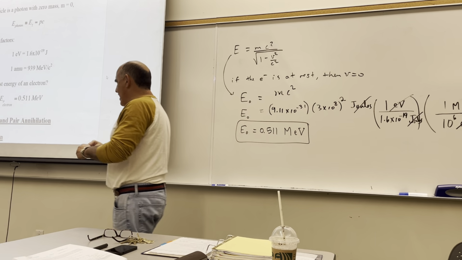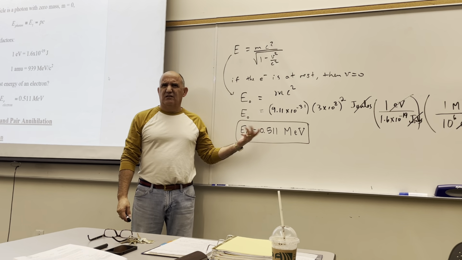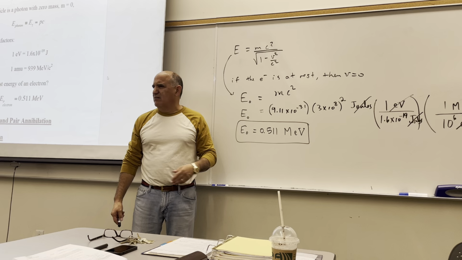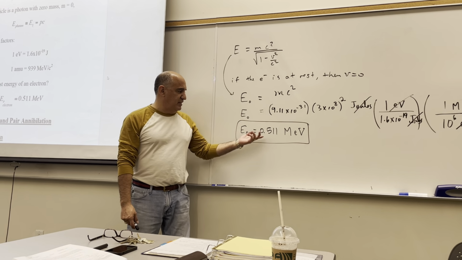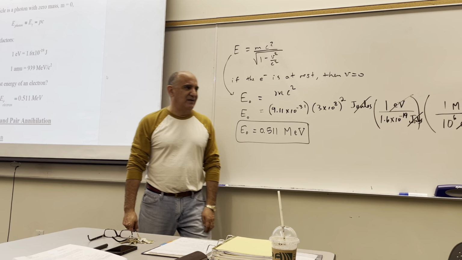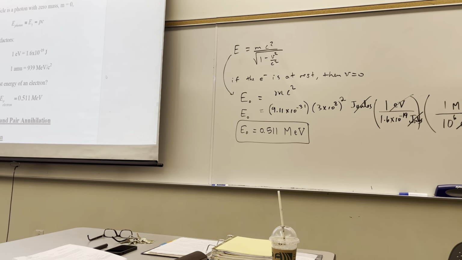All right? And for the proton, the rest energy is on the order of 937 million electron volts. For the electron it's just half a million electron volts. For the proton and neutron it's more like 938 million electron volts. Close to this number.